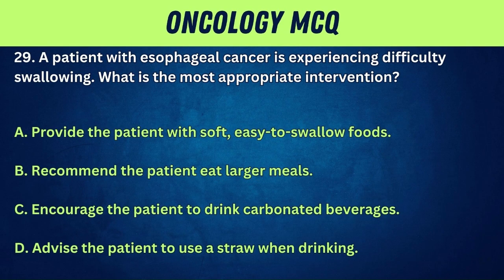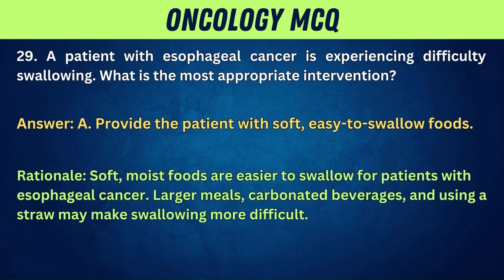29. A patient with esophageal cancer is experiencing difficulty swallowing. What is the most appropriate intervention? A. Provide the patient with soft, easy-to-swallow foods. B. Recommend the patient eat larger meals. C. Encourage the patient to drink carbonated beverages. D. Advise the patient to use a straw when drinking.